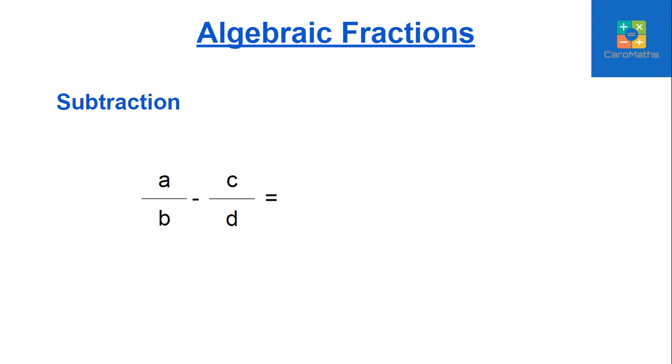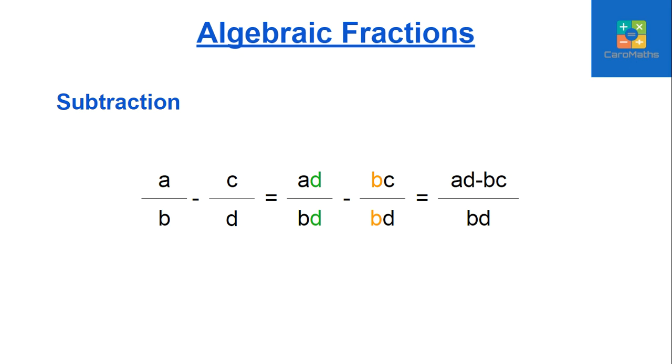So we've got a over b, so we want to multiply the top and the bottom part by d. So we've got a times d over b times d. And then we take away c over d multiplied by b, the top part and the bottom part. So we've got b times c over b times d. And now you can see we've got bd as the denominator for both parts. And now we can just do the subtraction at the top and divide it by b times d. So we get a times d minus b times c all over b times d.